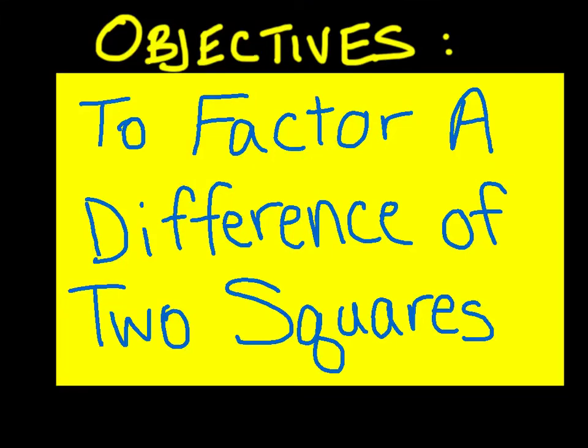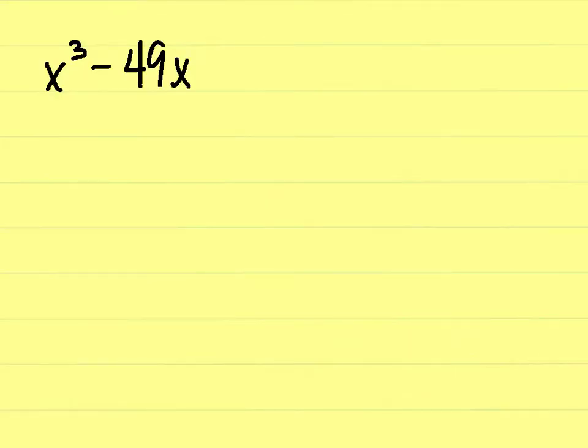Today it's still going to be factoring a difference of two squares. Here's example number 1. You have x to the third minus 49x. What you have to do is, if you don't have a difference of two squares, this is not a perfect square and this isn't either, see if there is something you can factor out from both terms. You can take an x out of both of them.